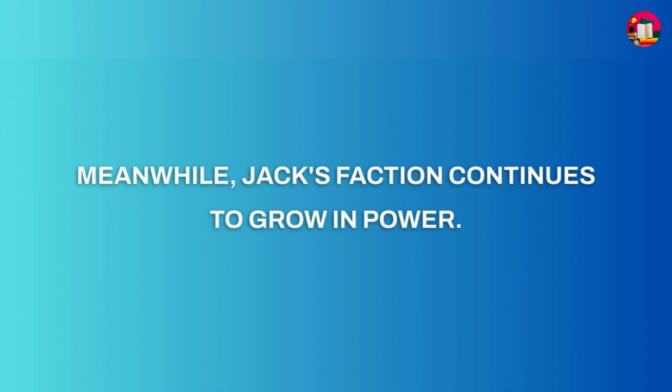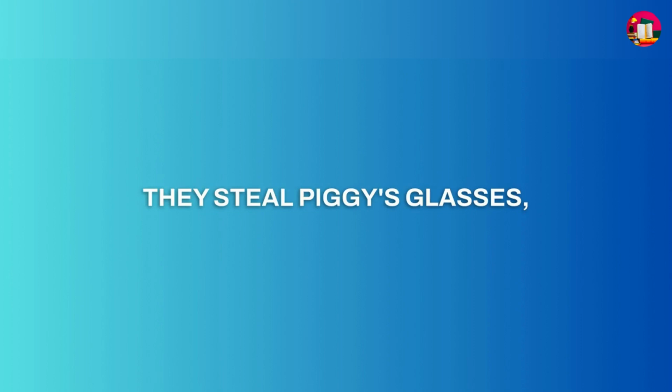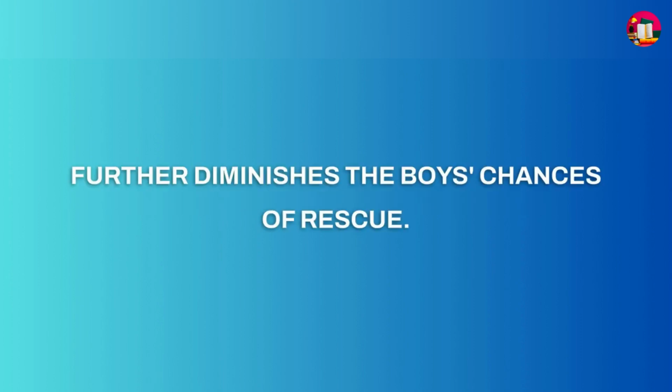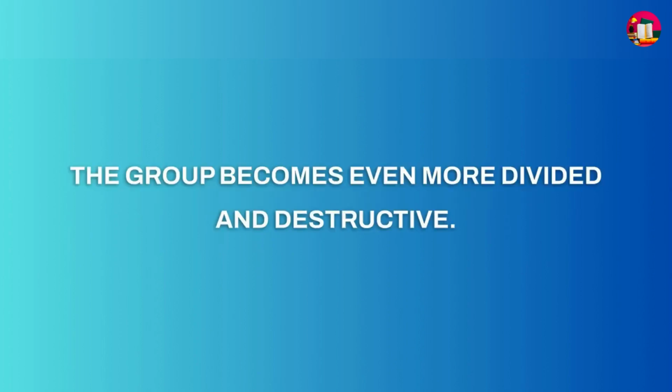Meanwhile, Jack's faction continues to grow in power. They steal Piggy's glasses, which were used to start fires, and this act of theft further diminishes the boys' chances of rescue. With their fire source taken, the group becomes even more divided and destructive.